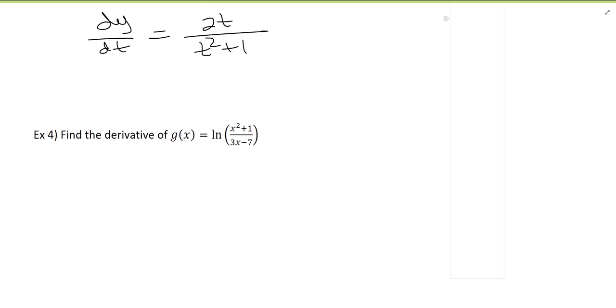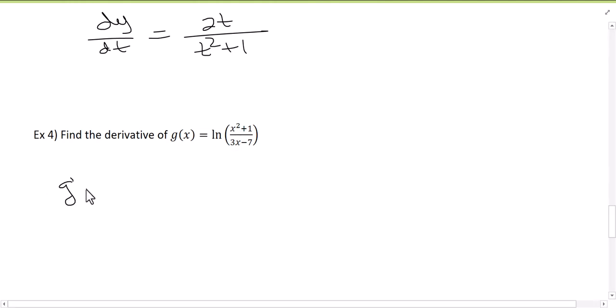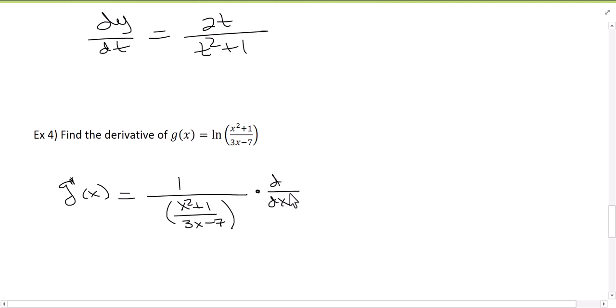For this example, we're asked to find the derivative of g of x equals ln of that stuff. And so it looks like I'm going to have to use the quotient rule, right? So then my derivative, g prime of x, is going to be ln of stuff. The derivative of ln of stuff is 1 over the stuff. So I'm going to have 1 over (x squared plus 1) over (3x minus 7), and then times the derivative. Now my variable is x, so d/dx of (x squared plus 1) over (3x minus 7).